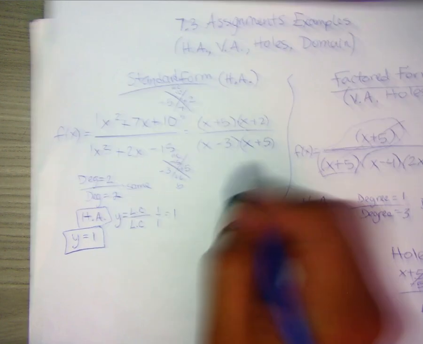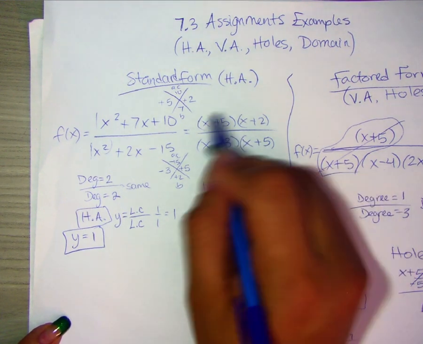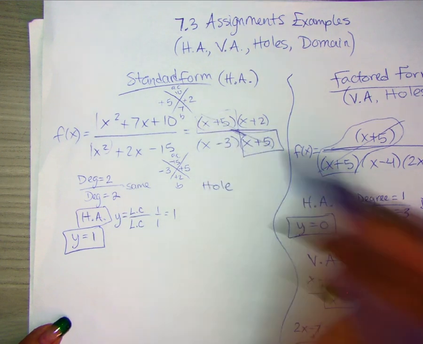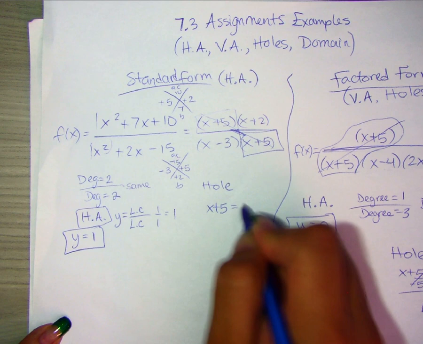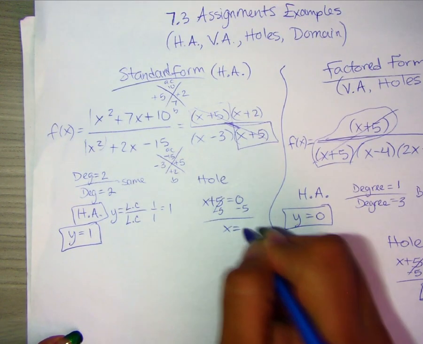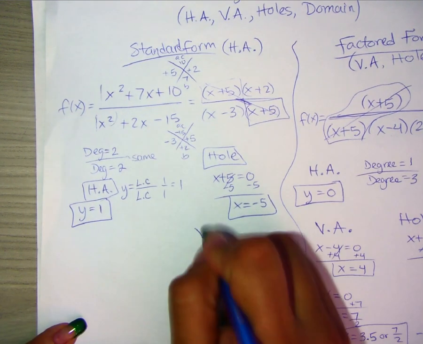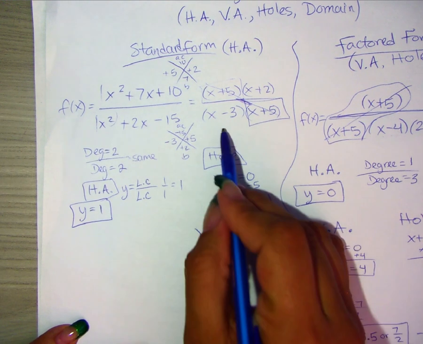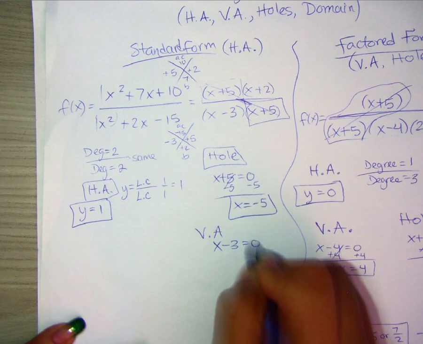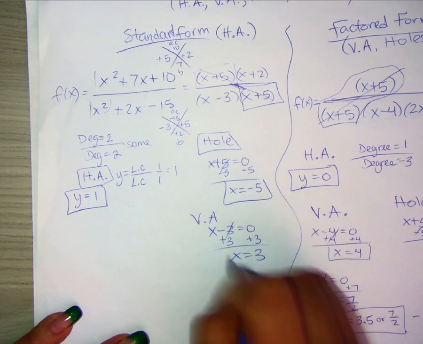Now that we have a factored form, we can calculate the hole, and that will be through looking at the factor that is on the top and bottom. So these two are the same, and we're going to have x plus 5 equals 0. That helps us find the hole. We solve for it, so x equals -5. That's where the hole will be. And then the VA, vertical asymptote, will be the remaining factor in the denominator. So x minus 3. x minus 3 equals 0. We solve that by adding 3 on both sides. So x equals 3. That's the VA.